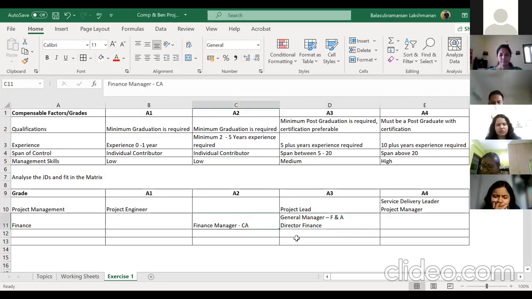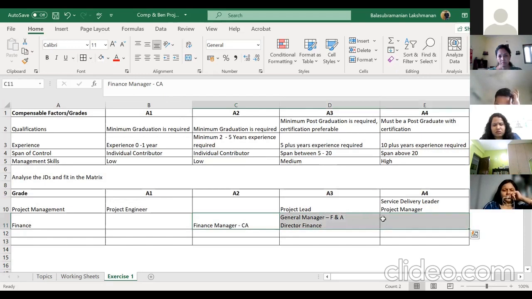Then I'll do one thing, everyone. We reviewed those JDs also. For Director of Finance, there is a requirement of 12 plus span, so we will keep Director of Finance in A3. General Manager Finance definitely has a span, but still not that big, definitely not about 10, so we can fit in A2. But one problem I see is we have mentioned certification preferable only from A3, and all these roles require a CA.